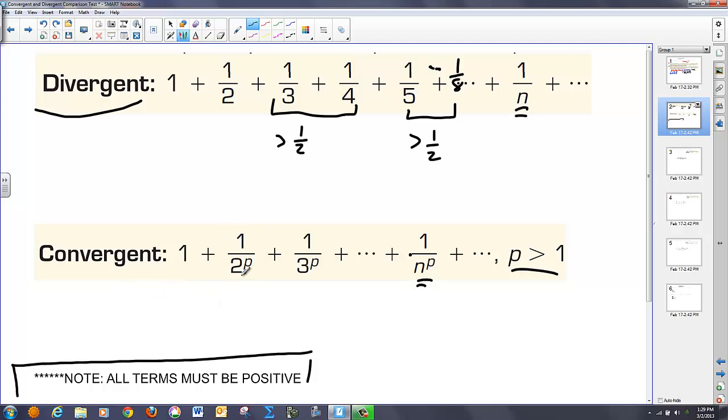If I did the same thing here, this would be like a quarter, a ninth, a 16th, forever and ever and ever. These numbers don't grow like these numbers, and it actually converges.